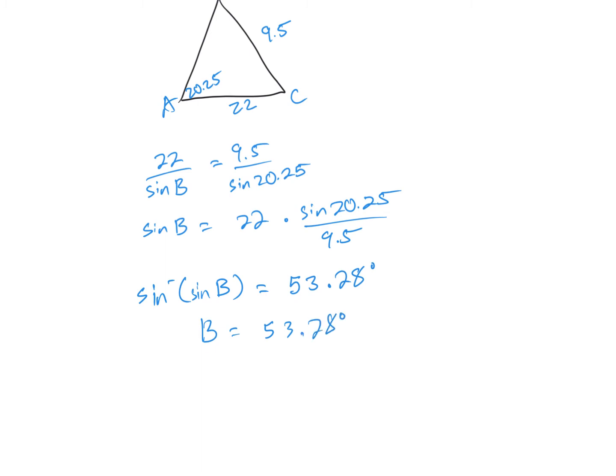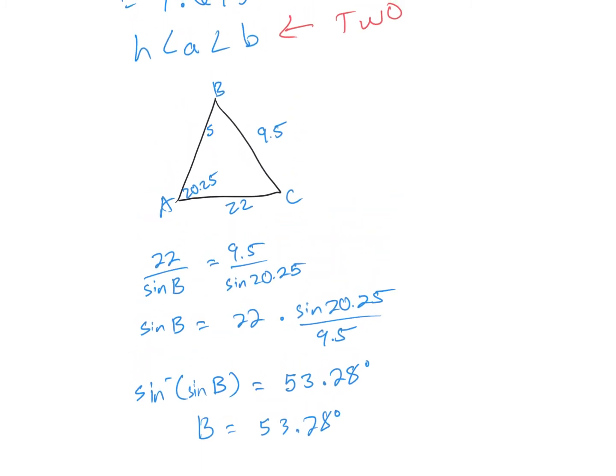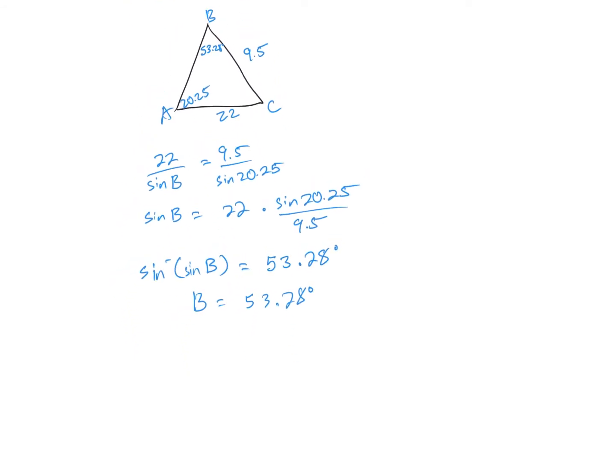I'm going to go back into my picture, and this is 53.28 degrees. So let me find out what the third angle could be, because there's 2 angles that could create this. The first one, of course, I got to do 180 minus 53.28 minus 20.25. That gives me 106.47. So angle C is 106.47.